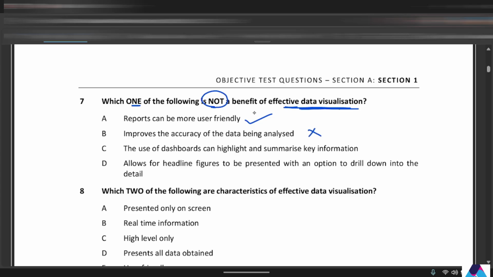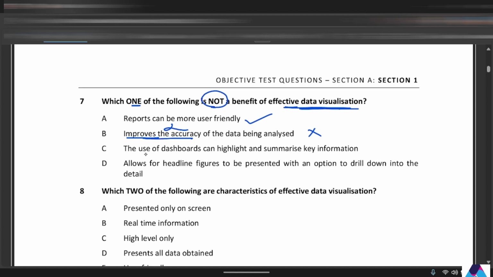If you are presenting your data through data visualization in the form of bar charts, pie charts, and whatever, then that's not going to improve the accuracy, because it's just using whatever data you have provided to convey the information to the user. So it would not at all improve the accuracy, because it's not there to improve the accuracy, it's just there to present whatever you have input in the form of bar charts, pie charts, line graphs and so on and so forth.